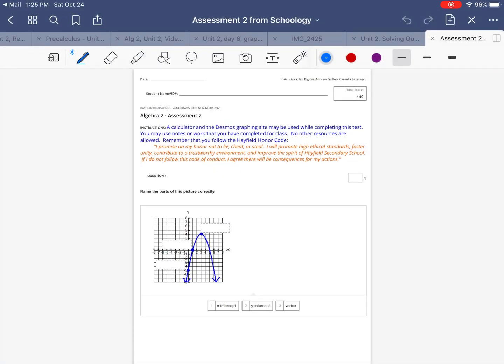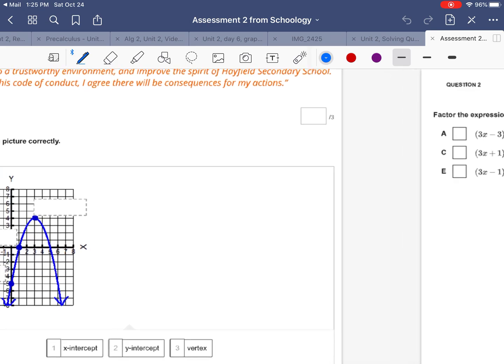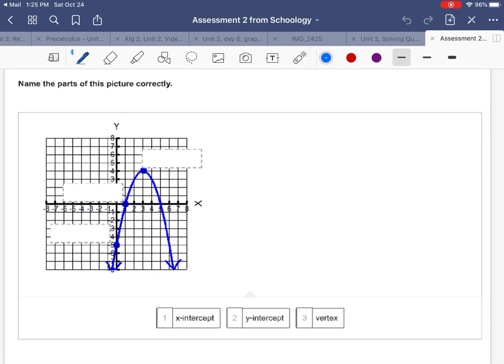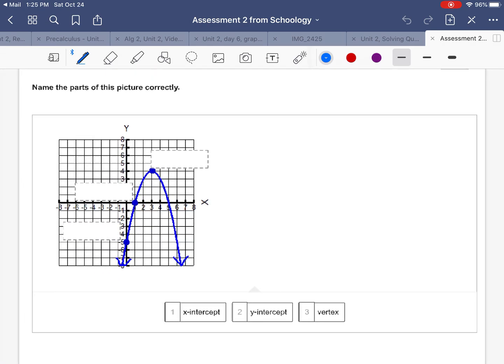All right, hello there. I'm going to go over the answers to assessment number 2 in Schoology. And remember that these are not in the same order that you have them in your test because they were all mixed around when I give them to you. So anyway, looking at this question here, name the parts of this picture correctly.